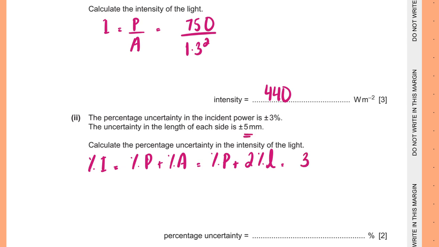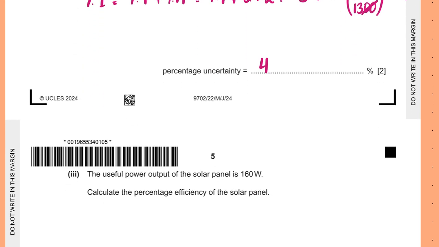The absolute uncertainty is given here, which is 5 mm. So 3 plus 2 times, so the length of each side was 1300, so 5 over 1300, and then to convert this to a percentage you have 100 here. So these cancel out, so this becomes 2 times 5 over 13, so 3 plus 10 over 13, which is 3.769, or I can say to 1 SF, because that's how we usually give our percentage uncertainties. That's 4%. But even if you write this to 2 or 3 SF, the examiner would accept this. Let's look at the next part now.